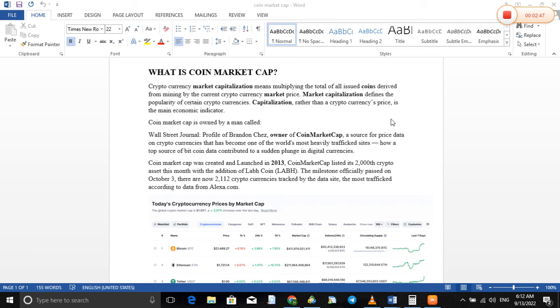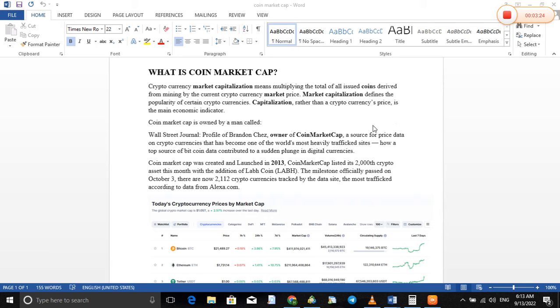Now, CoinMarketCap is owned by the man called CZ. CZ is the owner of Binance Limited crypto exchange. That's why we told you, if you haven't opened an account with Binance, the link is down in the description. Hit that link and open up your account with Binance. So CZ is the owner of CoinMarketCap. He bought it a few years ago from the original owner who came with the idea and made it. At the moment, I think CoinMarketCap is in the holdings of the Binance exchange.